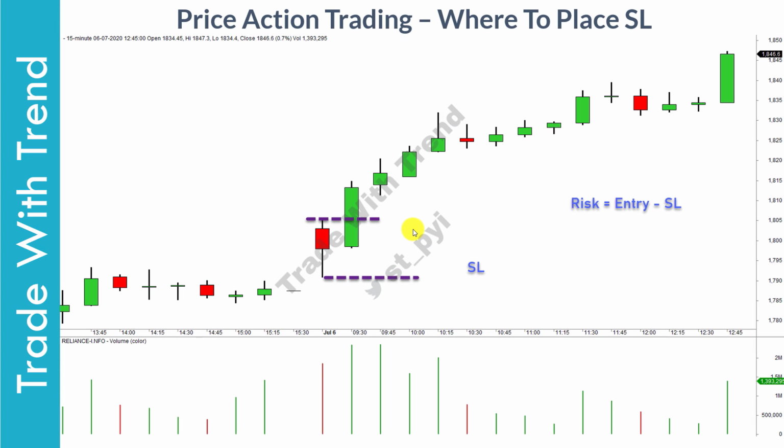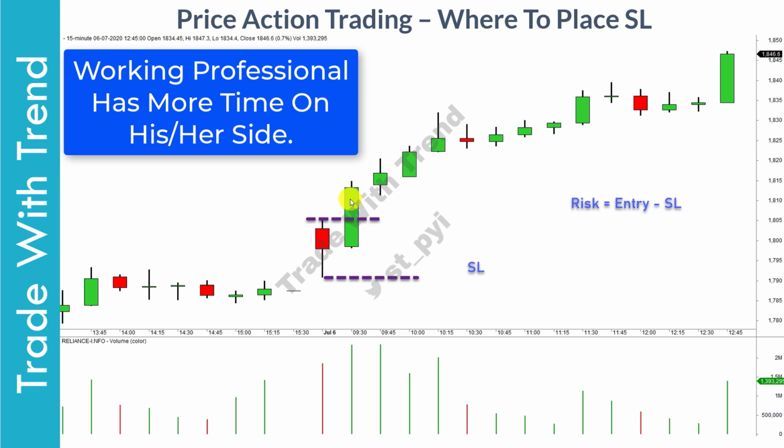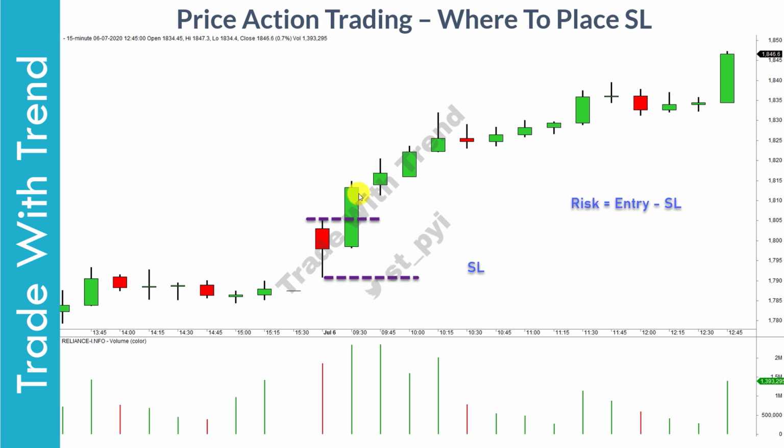And one advantage that a working professional has is that after the trade is set, he does have a lot of time on his hands, and during day trades many a times it is seen that after a breakout, price simply consolidates and starts moving higher over the next 2 to 3 sessions.